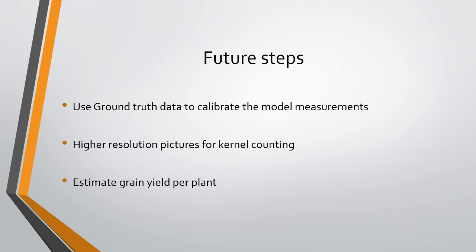This can be realized by using another model that is specialized to recognize the kernels, and this must also be done with higher resolution pictures, because we can't see the kernels with the current data set. And with the kernel counting functionality, we're able to estimate the grain yield per plant. This would be much faster compared to manually counting, and also it saves a lot of human resources.